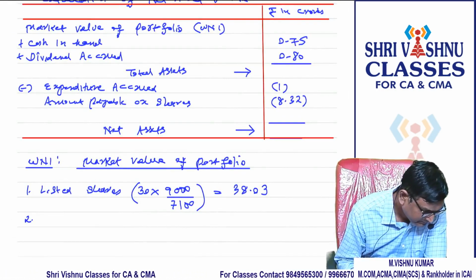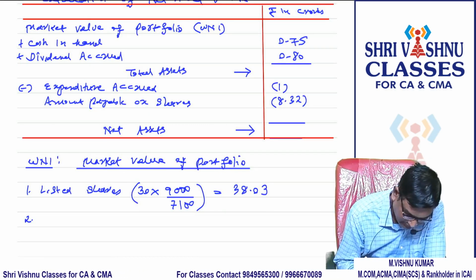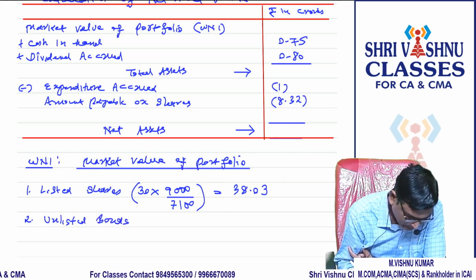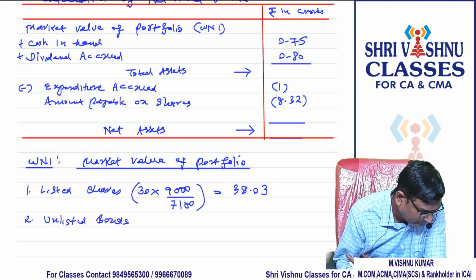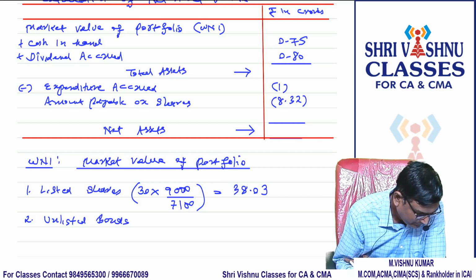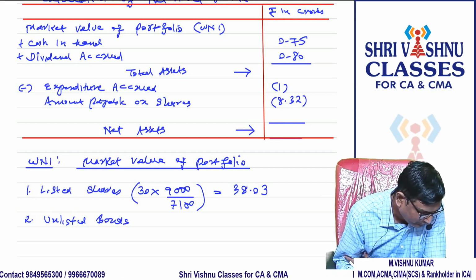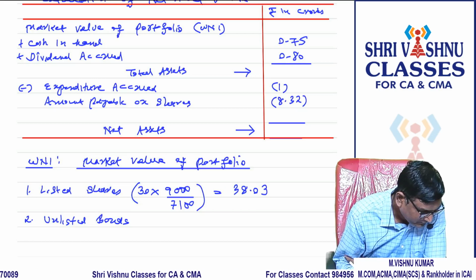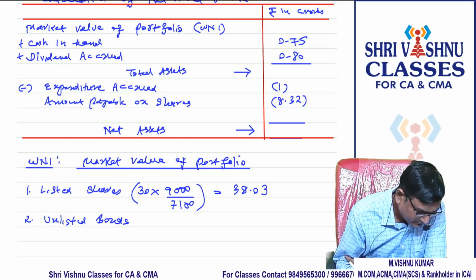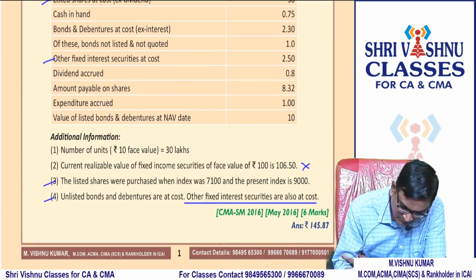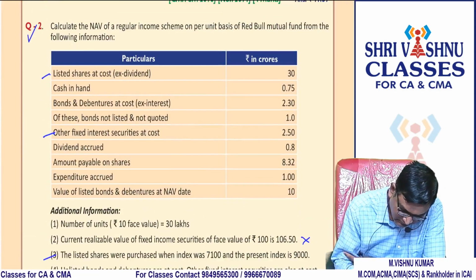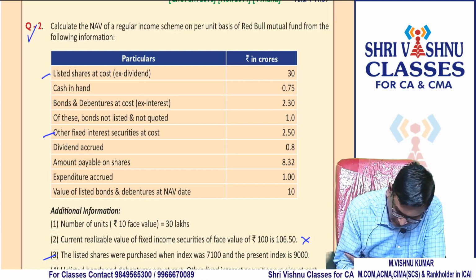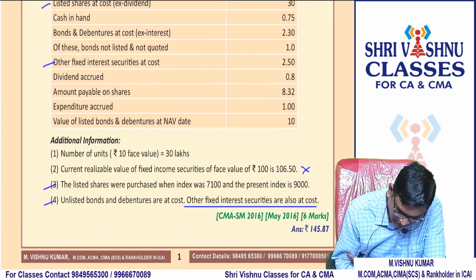Next is unlisted bonds. Unlisted bonds and debentures are at cost. Of these bonds not listed and quoted, 2.3. Bonds and debentures at cost 2.3. Of these not listed and not quoted, 1. And unlisted bonds and debentures at cost, so 1.